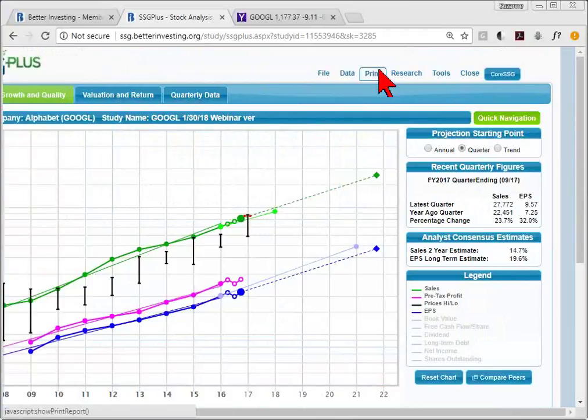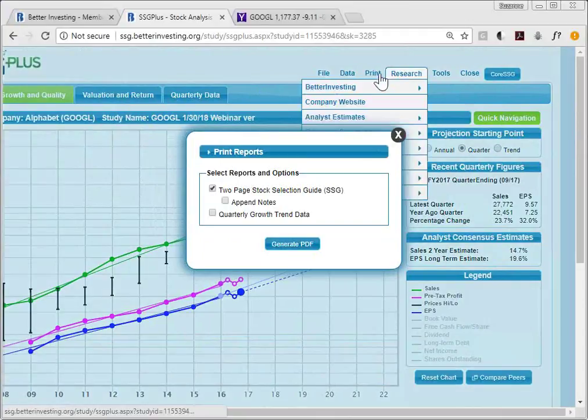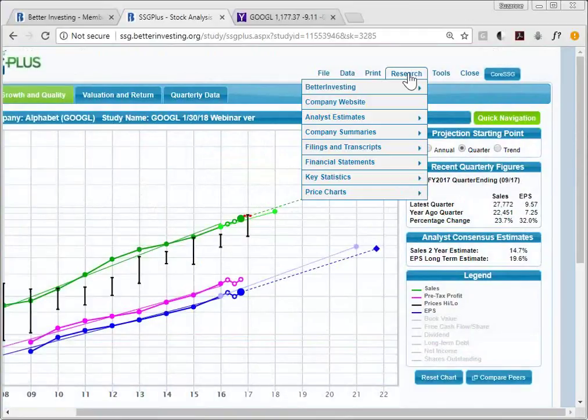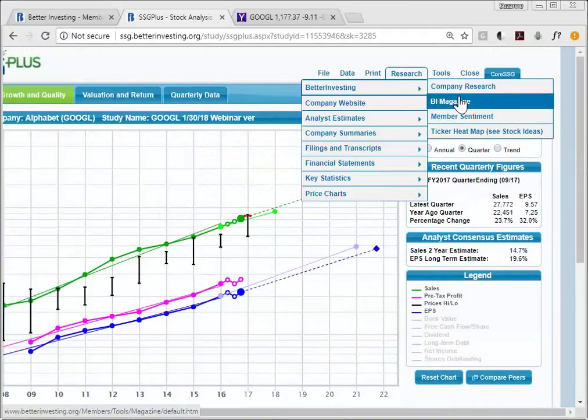but that will update. Printing. If you want to create a PDF that can be printed, this is your option. You can append your notes or even a second report here. It's going to generate the PDF and store it on your hard drive. Then you will open it and print from there. Research links are pretty much what they sound like, links to interesting research. And we have our company research page, we have the BI magazine.